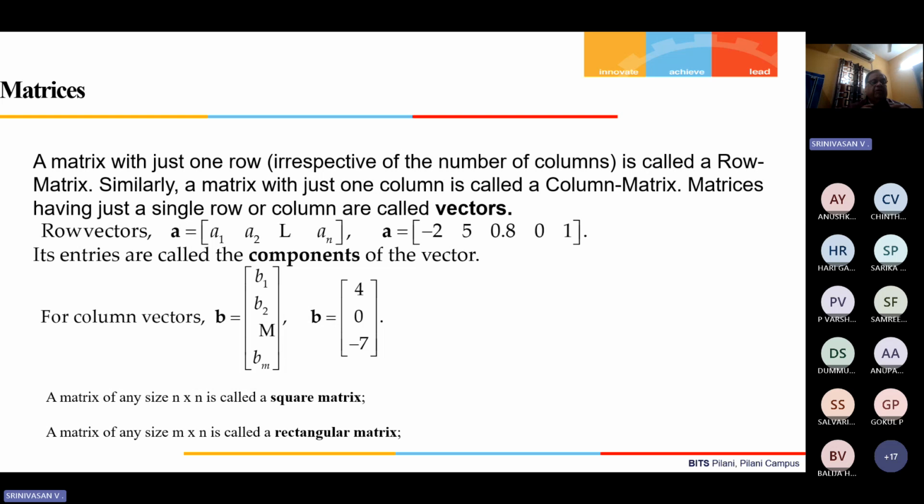And remember, basically, we will be dealing with rectangular matrices, square matrices, etc. But when you go for special matrices such as unit matrix, zero matrix, that is null matrix, and any special matrices that are being considered, they will only be square matrices in general. Okay.